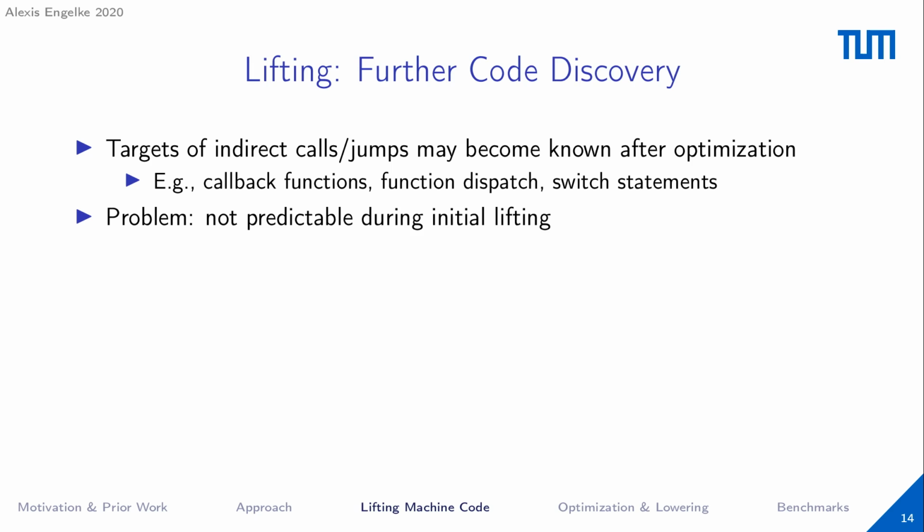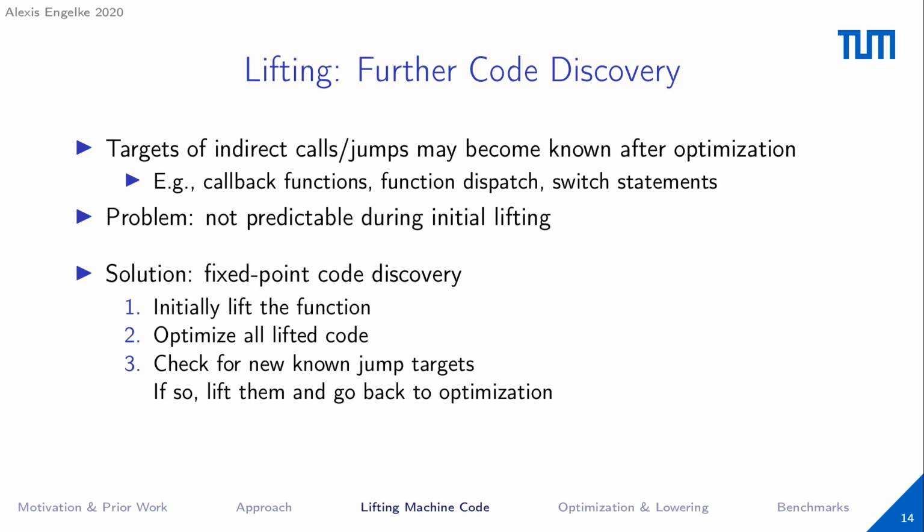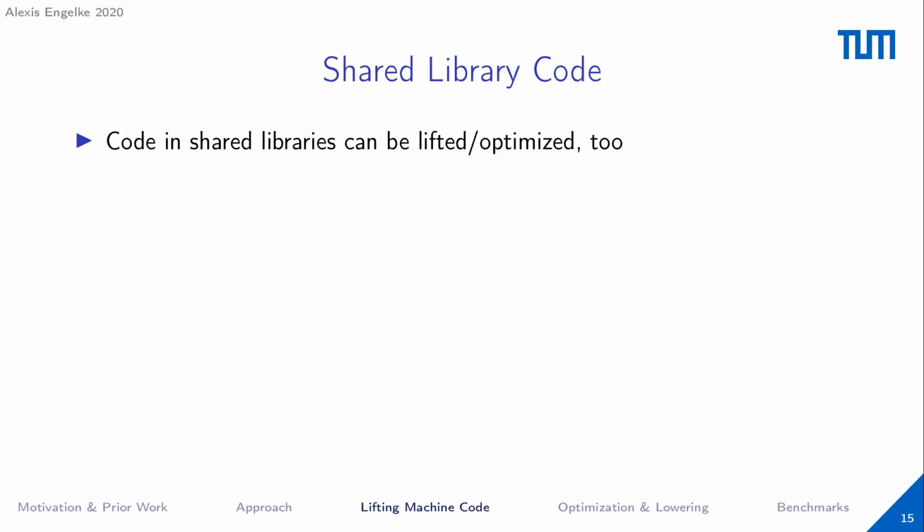Our solution to this problem was the use of a fixed point algorithm for code discovery. We start by initially lifting the code of the specified function, then we perform optimizations on this code. If we find jump targets with a constant address, we lift them as well and go back to the optimization step and repeat. We are done once there are no jump targets with a known address left. One benefit of our approach of rewriting machine code is the possibility to also go into shared libraries, even if their source is not available.